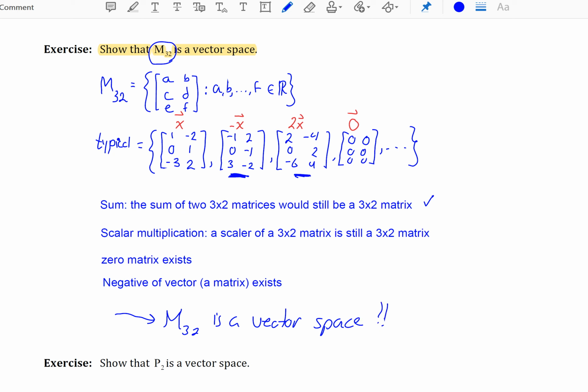But they're no longer vectors that point in R2. These are matrices of dimension 3 by 2. If you add any two 3 by 2 matrices, they stay a 3 by 2 matrix. A scalar of any 3 by 2 matrix is still a 3 by 2 matrix. There's a 0 3 by 2 matrix. There's a negative of every 3 by 2 matrix. It's a vector space.